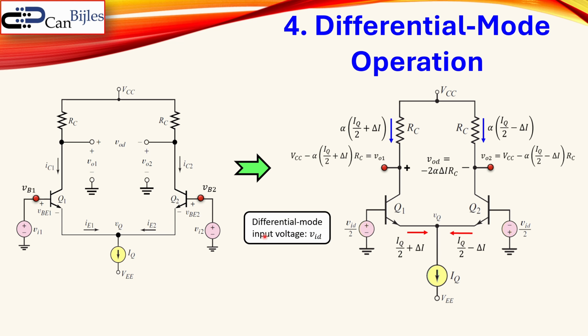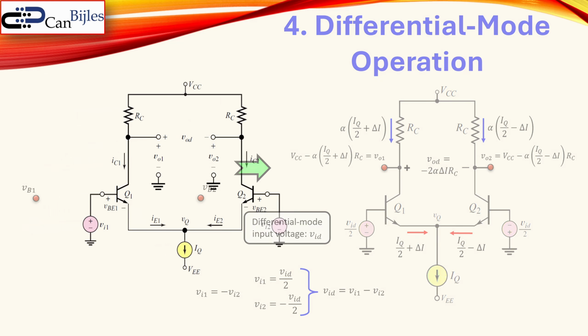So the differential mode input voltage VID is shown here. The first one, VI1, is VID over 2, so that's the half of the differential mode voltage. And this one, VI2, is the minus of that one, so they are 180 degrees out of phase. So VI1 is equal to minus VI2. So VID is VI1 minus VI2. That's the difference between these 2 nodes.